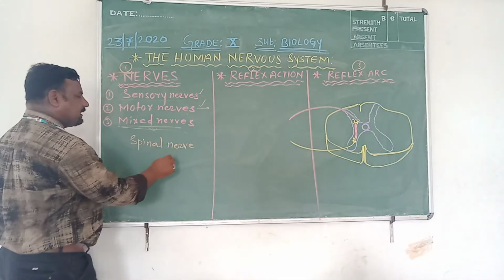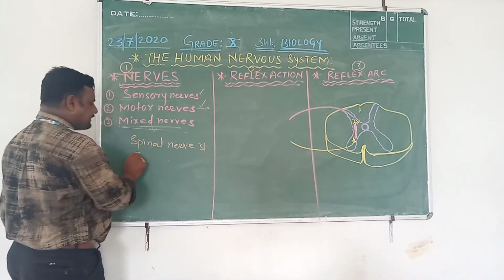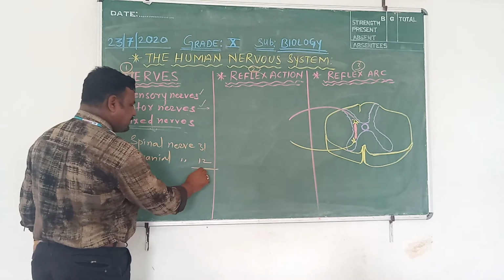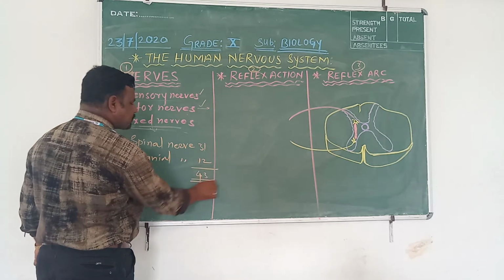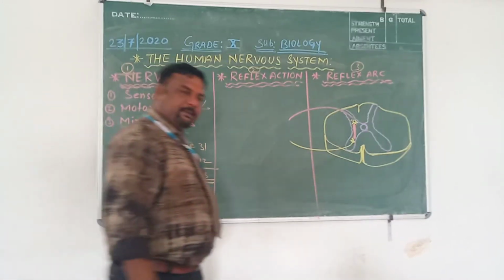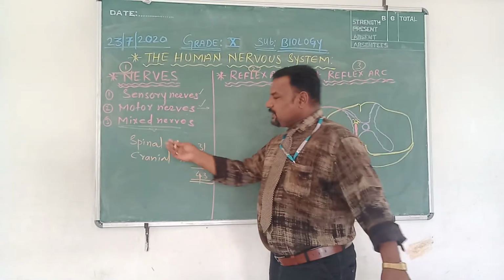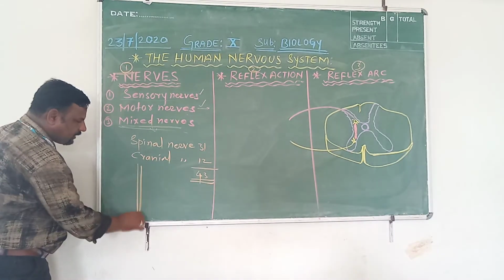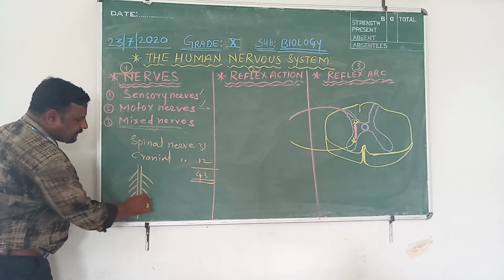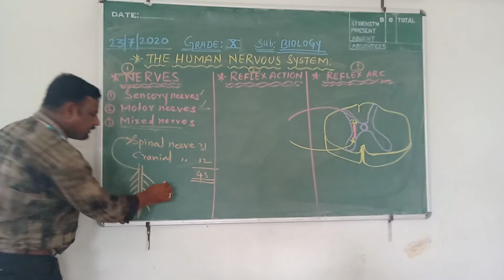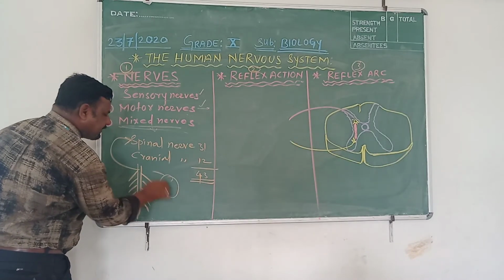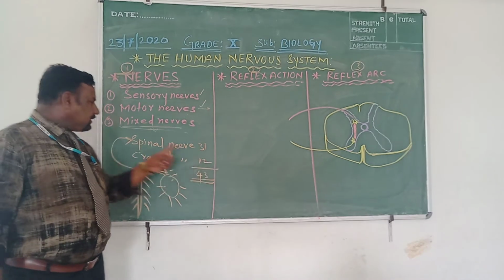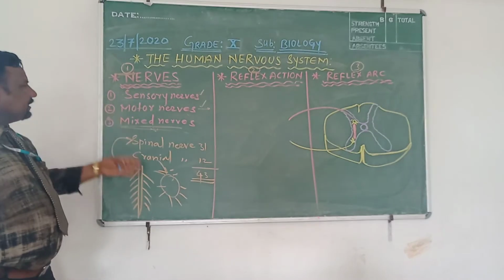As you know, spinal nerves are 31 pairs and cranial nerves are 12 pairs, so the total number of nerves in our body is 43 pairs. The nerves which arise from the spinal cord, the backbone, we call spinal nerves, and the nerves which arise from the brain, we call cranial nerves. They are 12 pairs, and spinal nerves are 31 pairs. So this is about nerves.